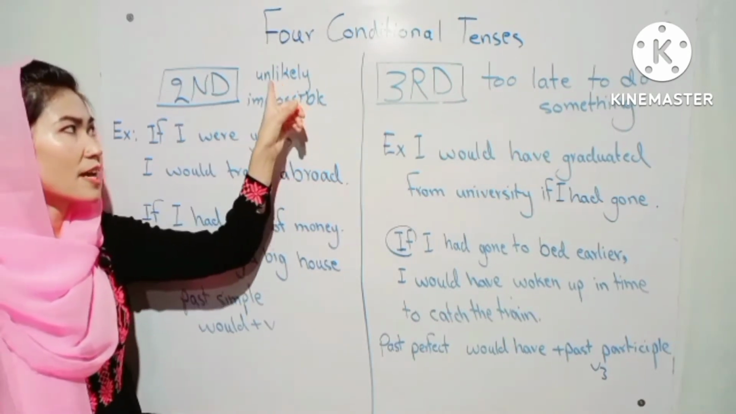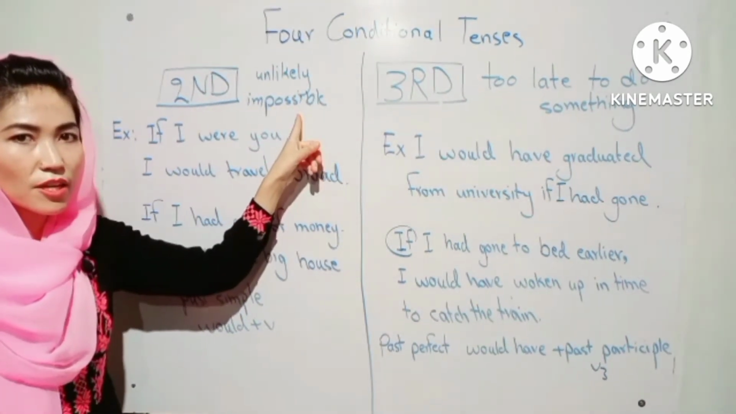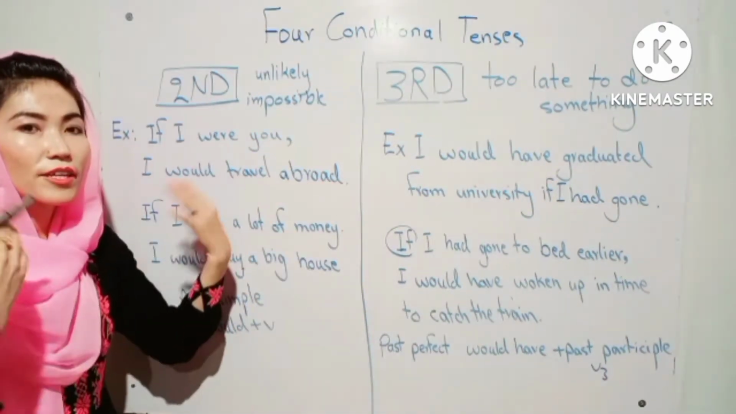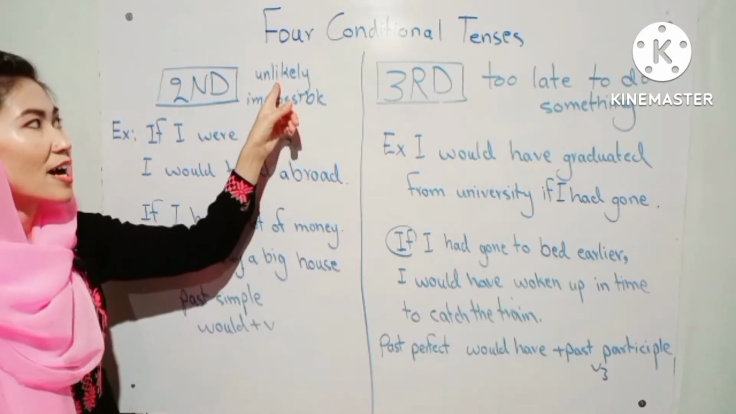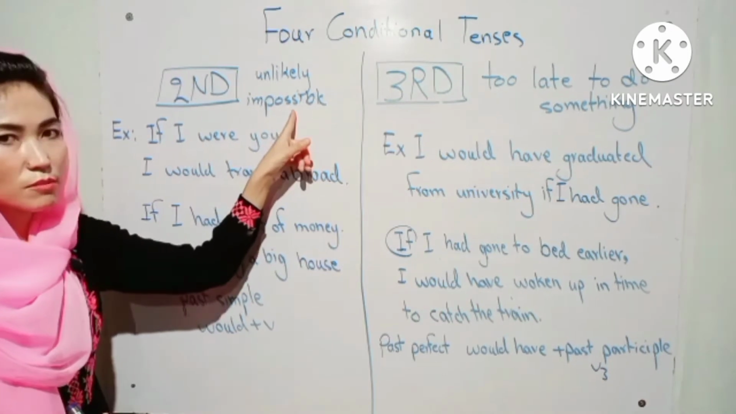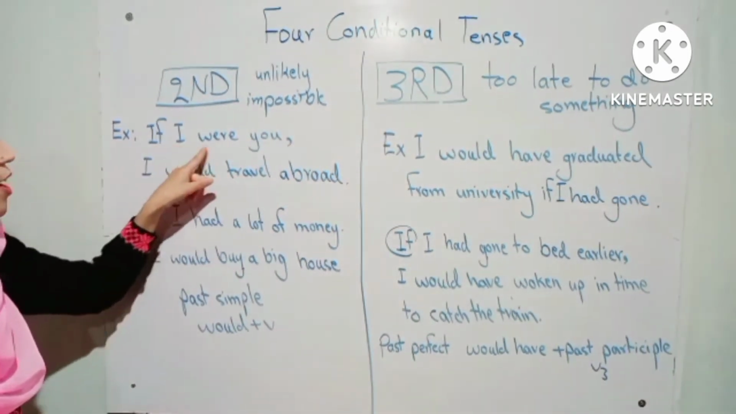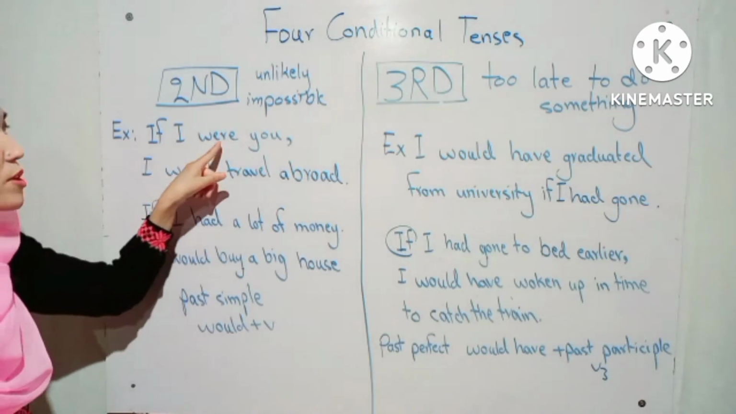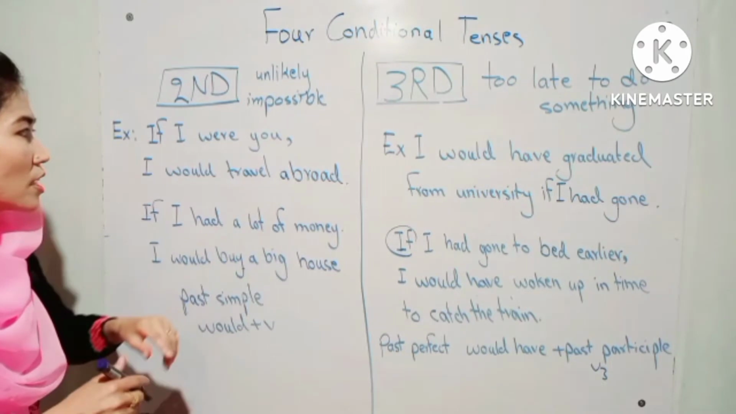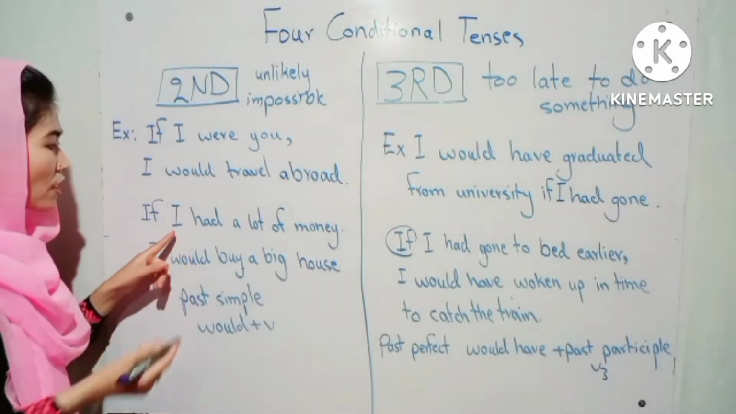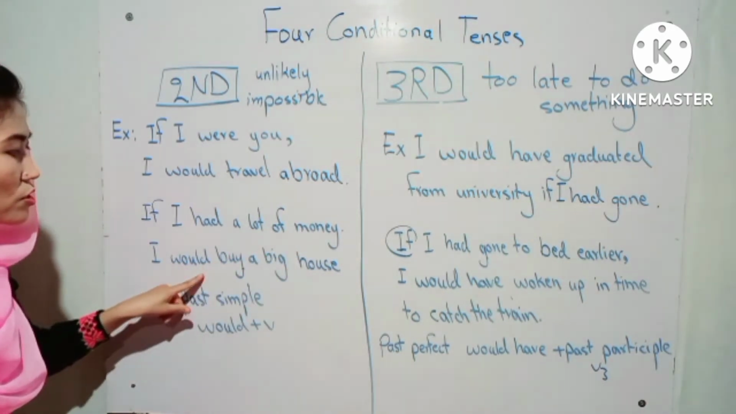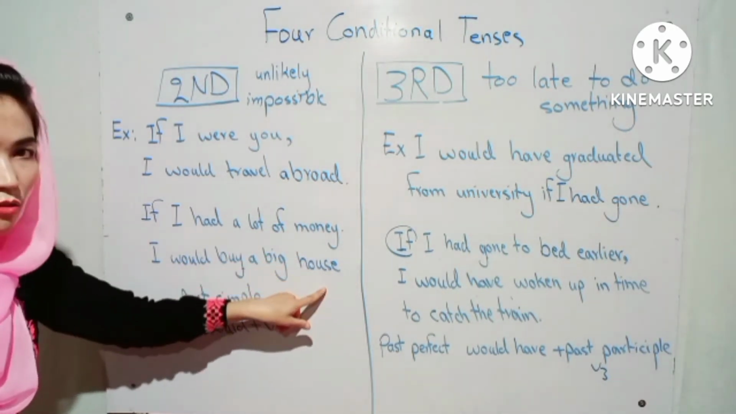Second conditional tense, unlikely or impossible to happen. When something is likely, it is going to happen, but when something is unlikely, it is not going to happen. Okay, so they are impossible to happen. For example, if I were you, I would travel abroad. So the next, if I had a lot of money, I would buy a big house.